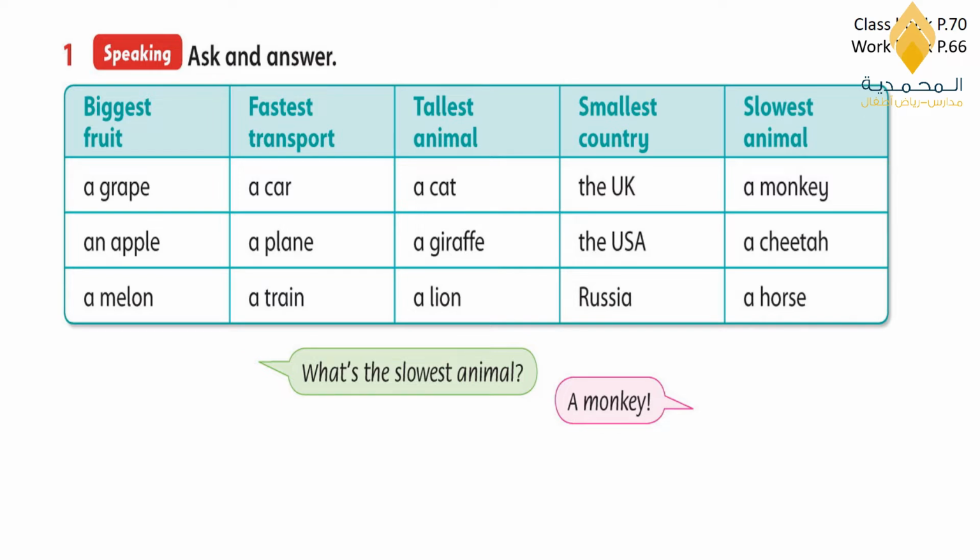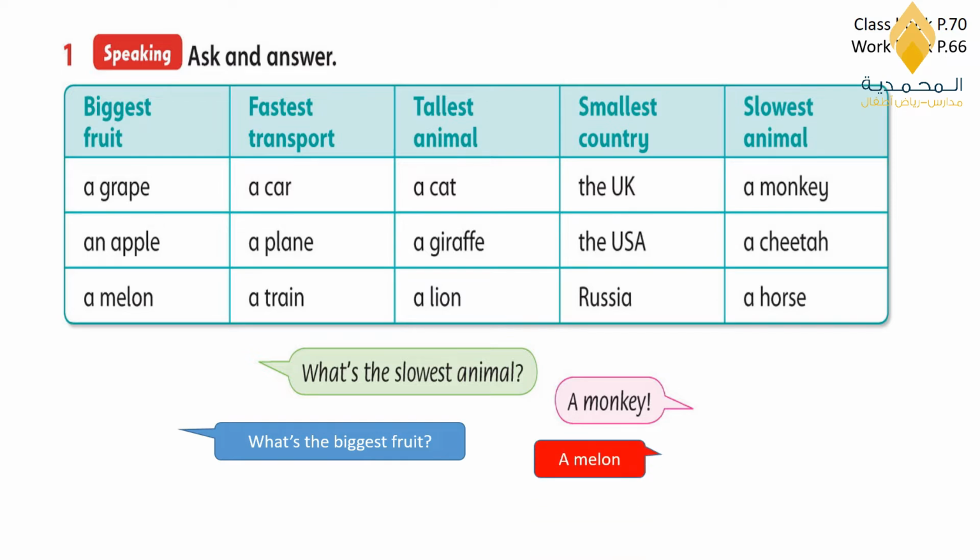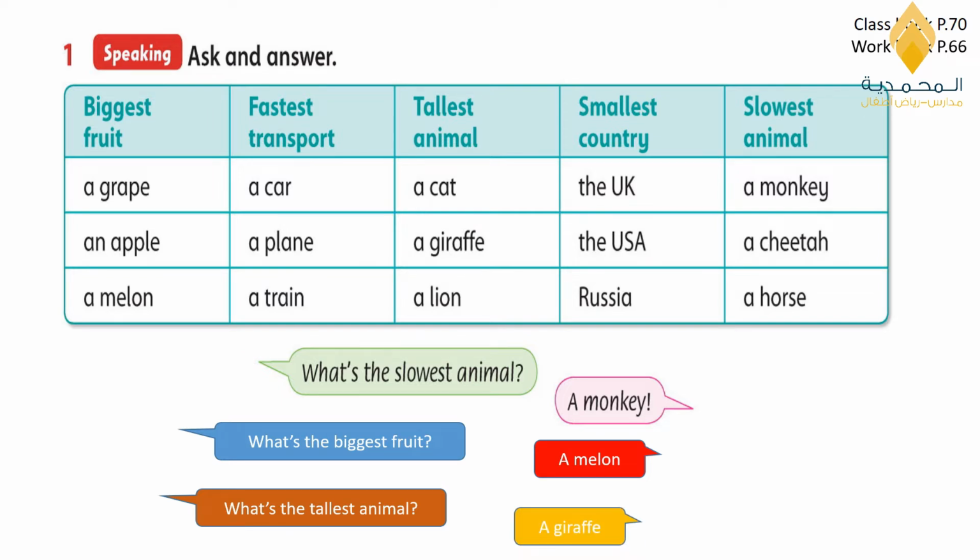Let's see another example. What's the biggest fruit? Look at the choices. A grape, an apple, or a melon. Excellent, a melon. Let's see another example. What's the tallest animal? A cat, a giraffe, or a lion? Excellent, a giraffe. Please play this game with your family at home.